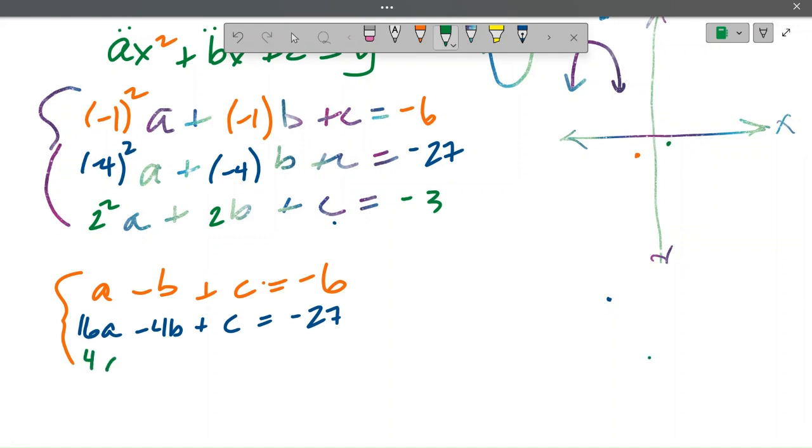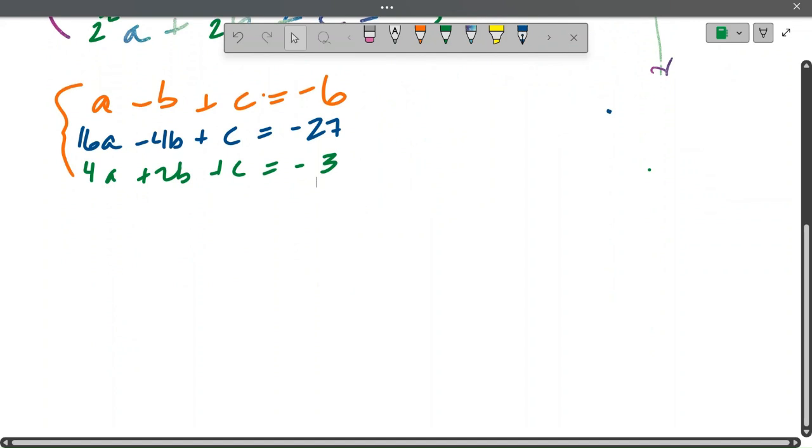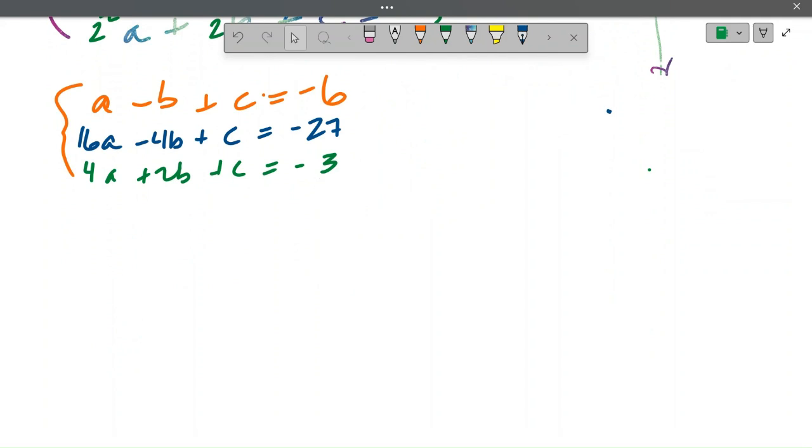All right, so we have 4a plus 2b plus c equals negative 3. All right, so this is where things get a little more tricky because we have 3 equations and I can only really deal with 2 of them at a time. I am noticing that I also have c, positive c in each equation.